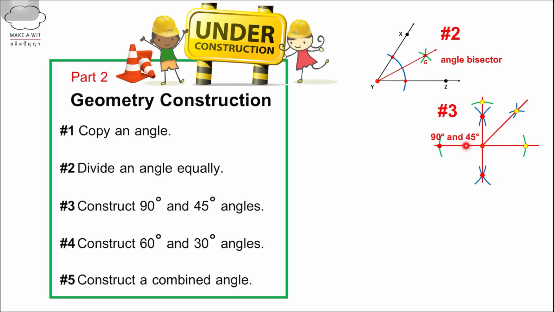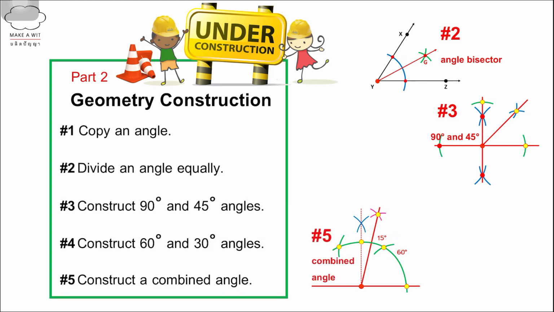It's 90 and 45. See, you find 90, or perpendicular lines, and then you find a bisector to get 45 degrees. So it is construction number 3. What about this? This looks like 60 plus 15. So it's a combined angle, construction number 5.